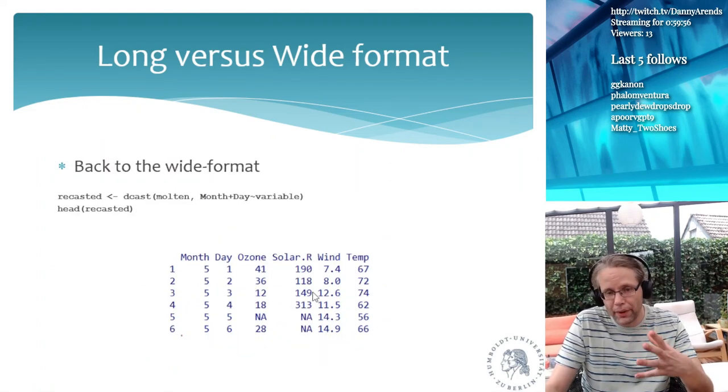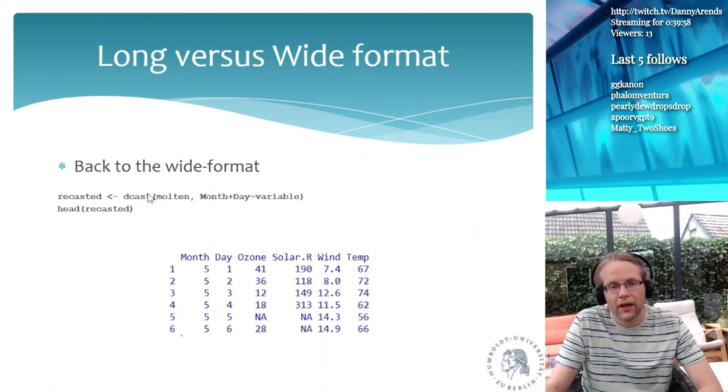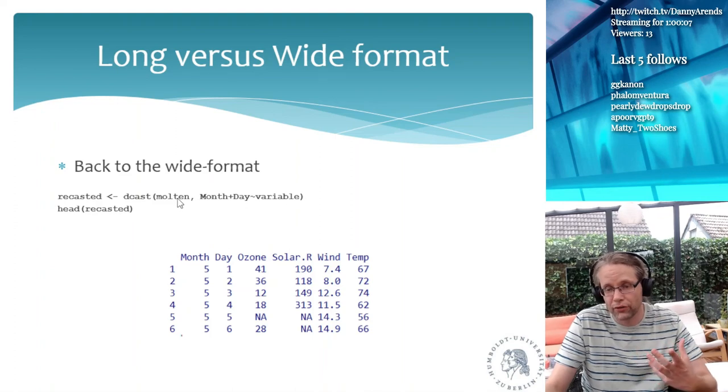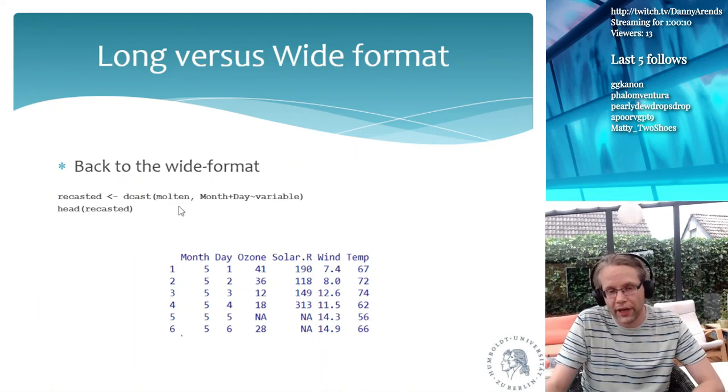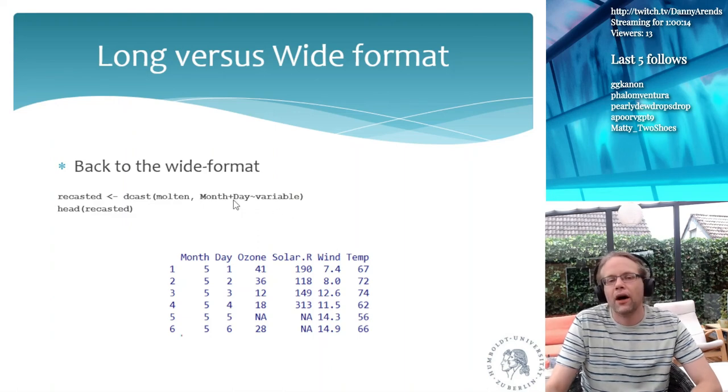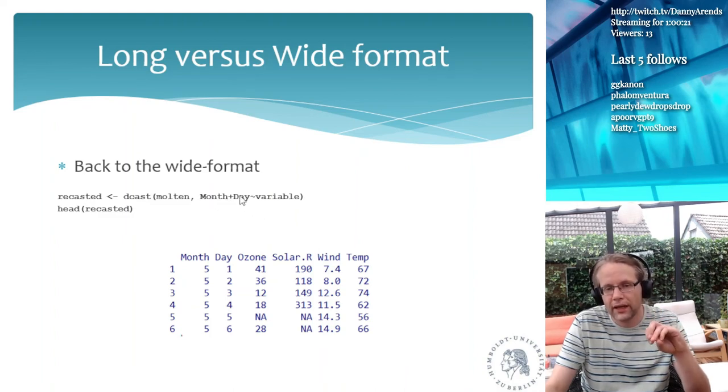Of course, we can also go back. This is called casting. So there's this function dcast. And what we can say is, dcast our just-molten data set, right? Because we went from wide to long, so now we give it the long format. And now we specify in a formula way how our data is structured. So we are going to say that we have our month plus day. And then what was measured on the month plus day? Well, the variable column was measured on every month and every day.